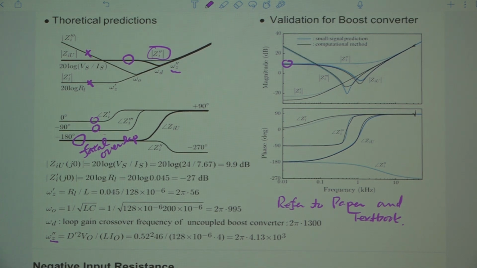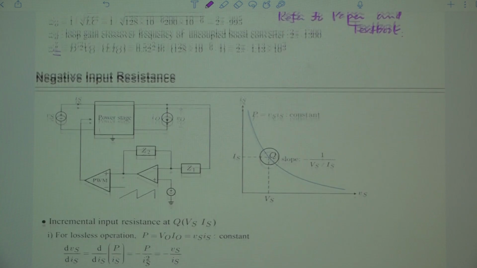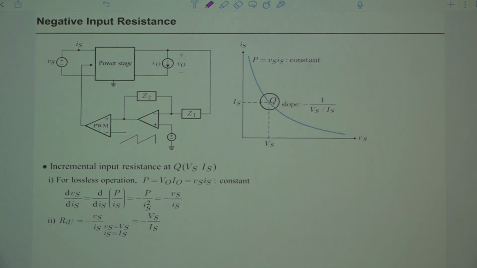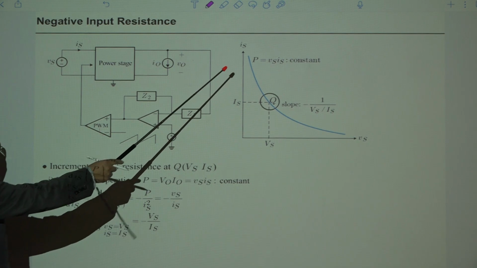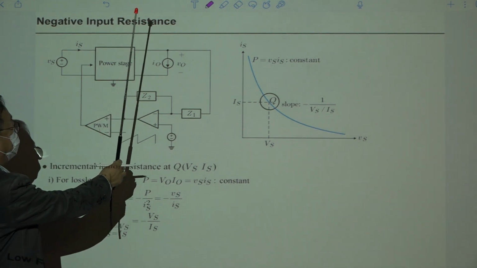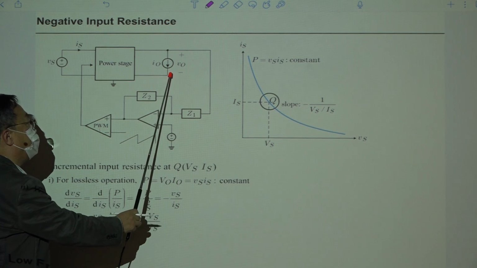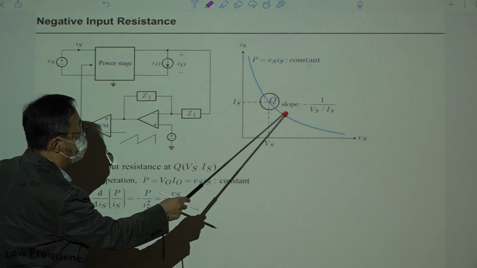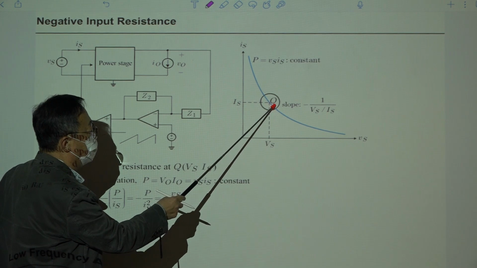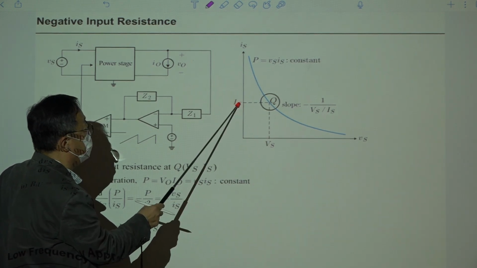Okay, and the input impedance characteristic of the converter. We went through this many times. This is the VS-IS curve of the constant power load. P is constant because efficiency is 100%. Then the output is fixed, R is fixed, then this power is fixed. Then the operating point is somewhere here. So assume in this particular situation the point is located here. Then the DC value is Vs and Is.